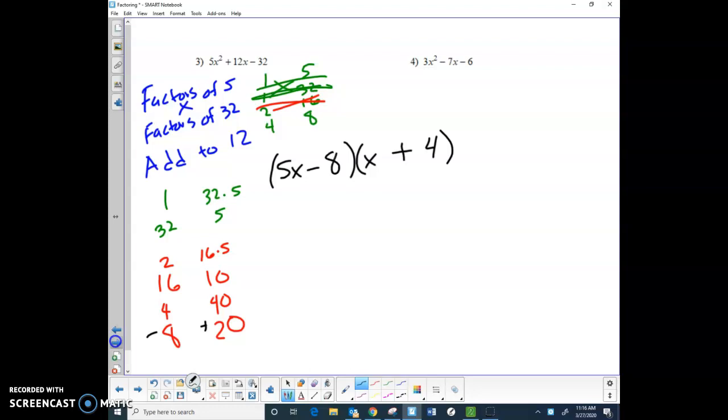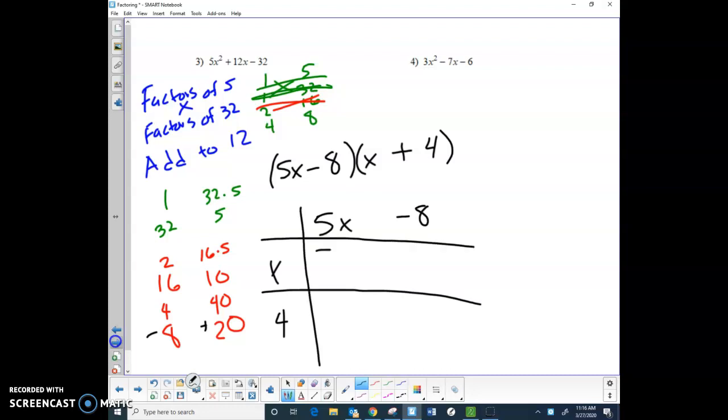So if I put this into the boxes and multiply this out, I've got 5x squared, I've got a negative 8x, I've got 20x, and I've got a negative 32. So when I combine this, I get 5x squared, 20x, and a minus 8x gives me a plus 12x and a minus 32. So this one works out. We put everything in the right order.